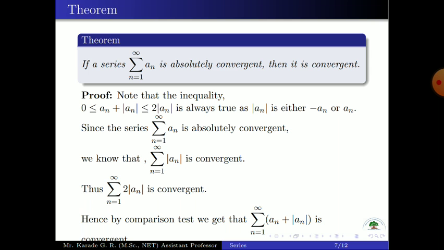Hence by the comparison test we get that the series an plus mod an, n runs from 1 to infinity, is convergent. Here we have used the first inequality which we have stated in the second line. So by the comparison test, the given series summation an plus mod an, n runs from 1 to infinity, is convergent. So this is now a convergent series.